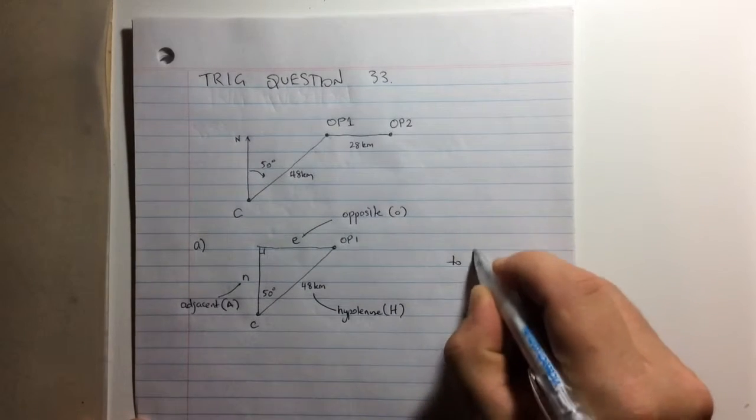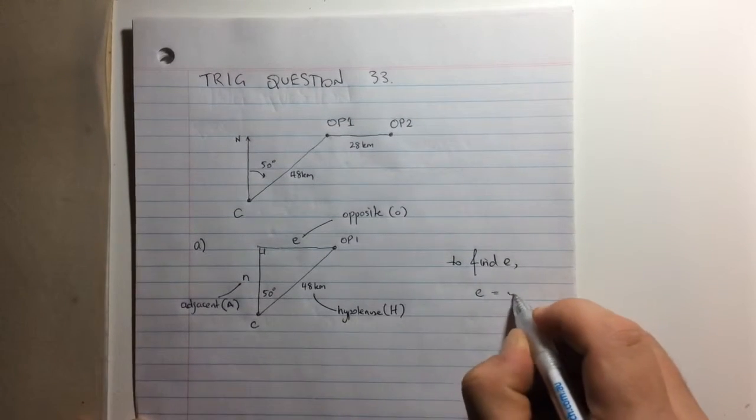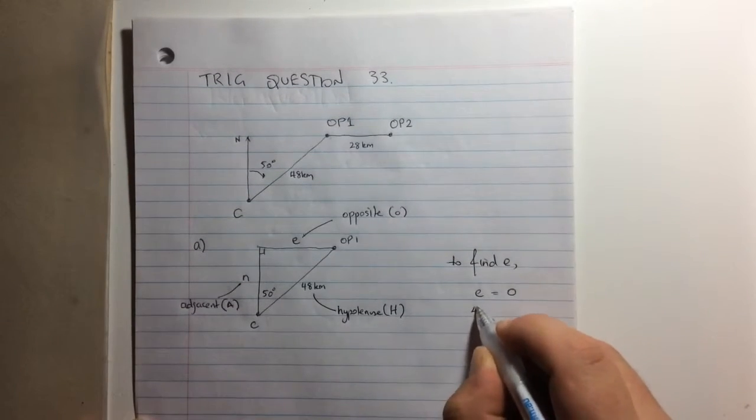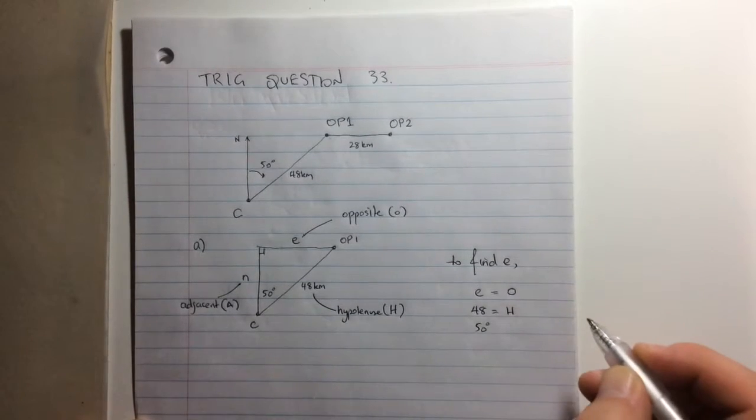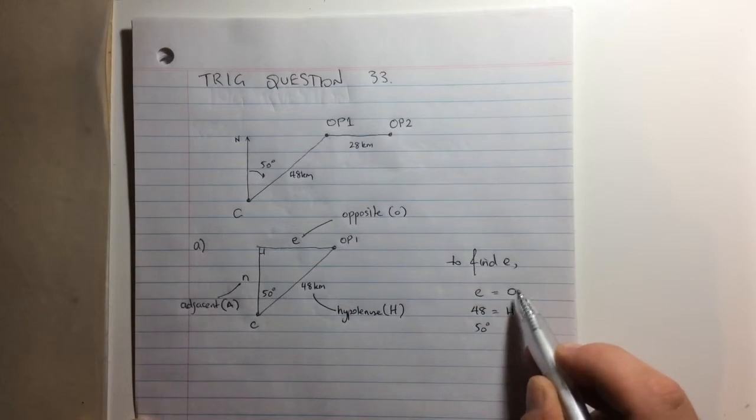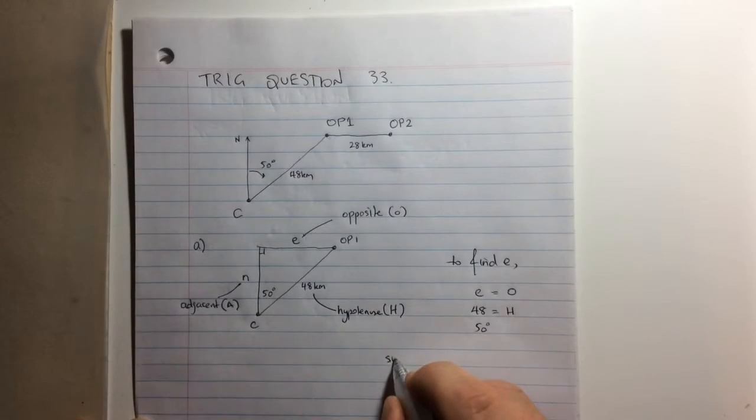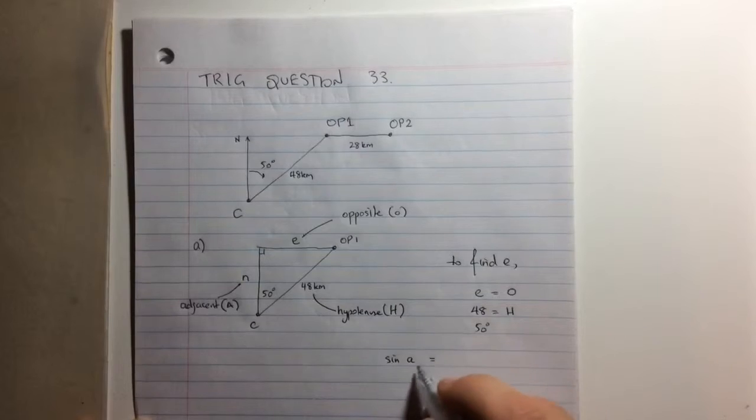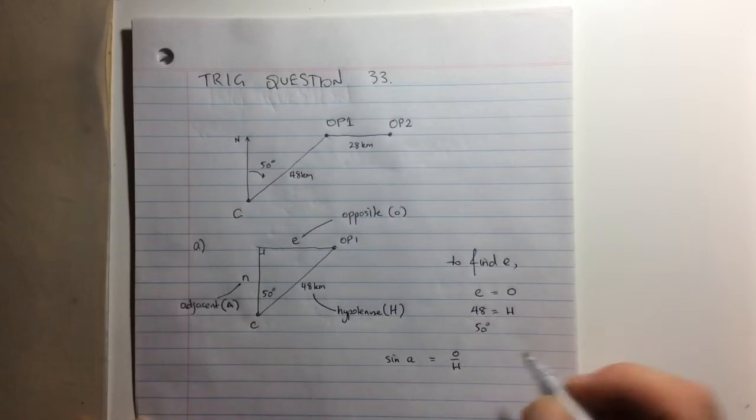So I want to find E. E is the opposite side. I've got 48, which is the hypotenuse, and I've got a 50-degree angle. With that information, opposite and hypotenuse, that's going to be a job for the sine ratio. The sine of the angle, which I've just called A, you might call it theta, doesn't really matter, is equal to the opposite side divided by the hypotenuse.